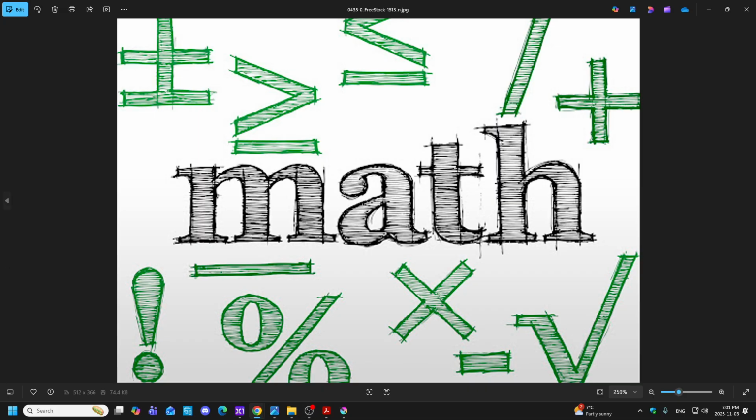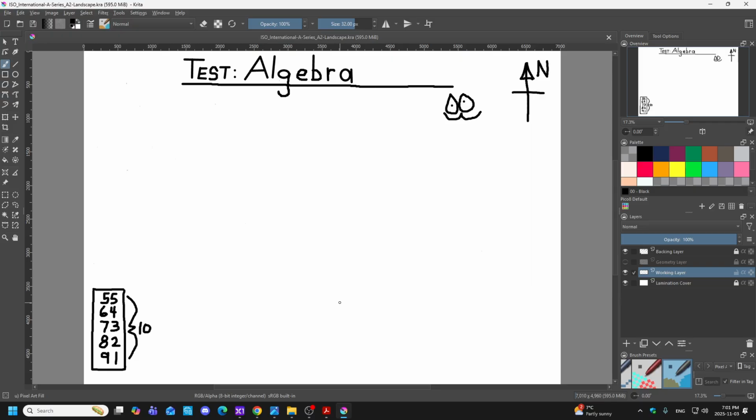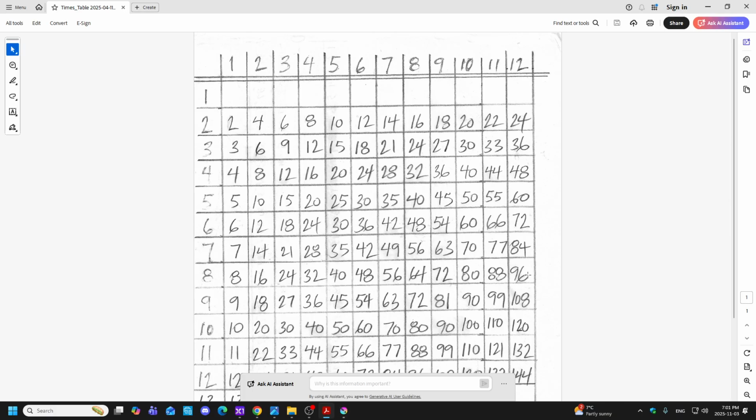Today we're working on fractions. I recommend that you have your multiplication or times table memorized. This is going to help you significantly in regards to being able to find common numbers with fractions and numbers, greatest common factors, which are numbers that you can use for reducing fractions.